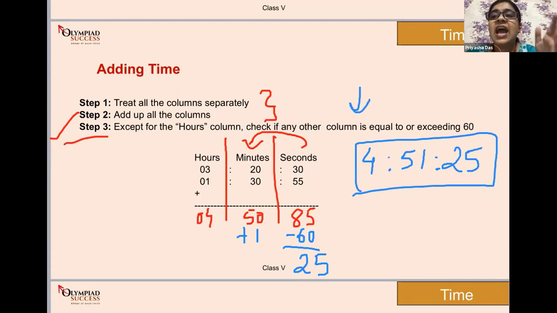So now tell me, is it following the third step? Are the minutes and the seconds both less than 60? Yes? Yes, ma'am. So this will be my final answer. The minutes and the seconds both are less than 60. So my final answer would be 4 hours, 51 minutes and 25 seconds.